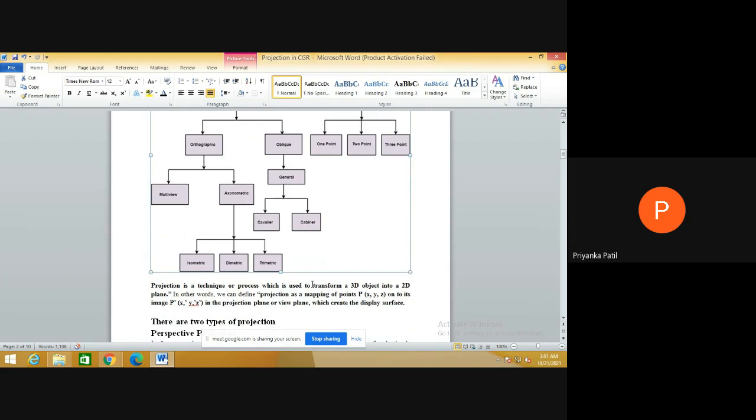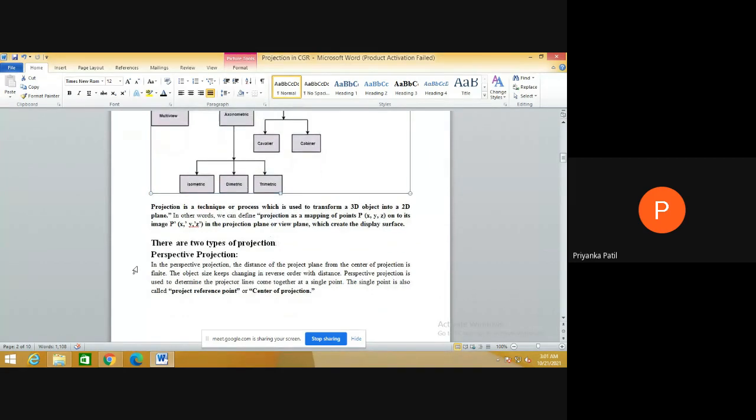so the projection is a technique or the process which is used to transform or translate a 3D object into the two-dimensional plane. So if we consider the point P (X, Y, Z) and its image, which is considered as P dash, having the three coordinates X dash, Y dash and Z dash in the projection plane.